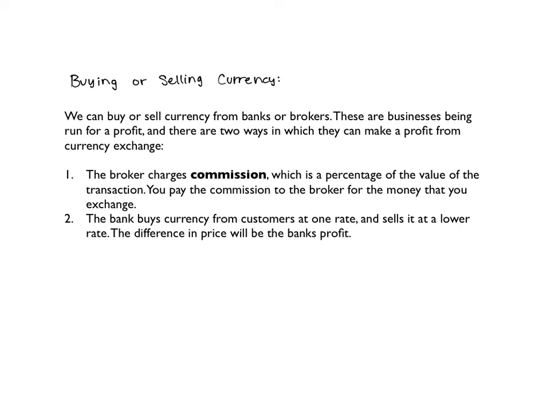The other option is that they can go ahead and basically give you a worse rate. So they can, let's say, exchange it at one rate for you, German currency into US currency, and then at a rate that will give them more money, exchange that German currency to someone else. And so they are buying it at one rate and selling it at a lower rate. And that way they'll have a difference in price and they'll profit.